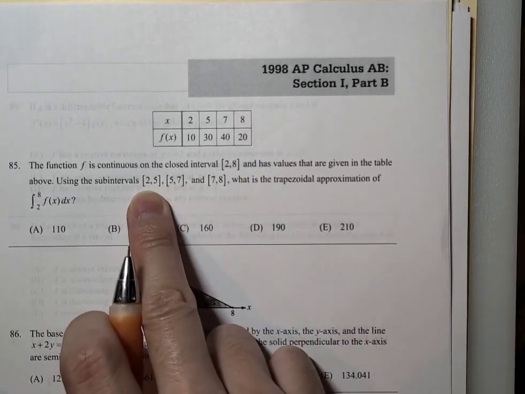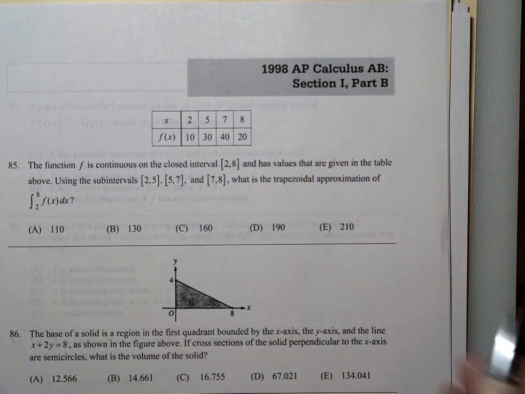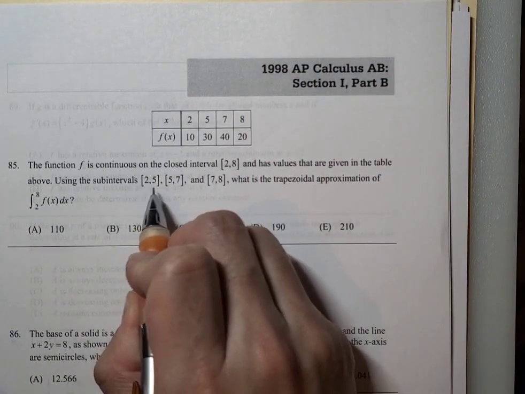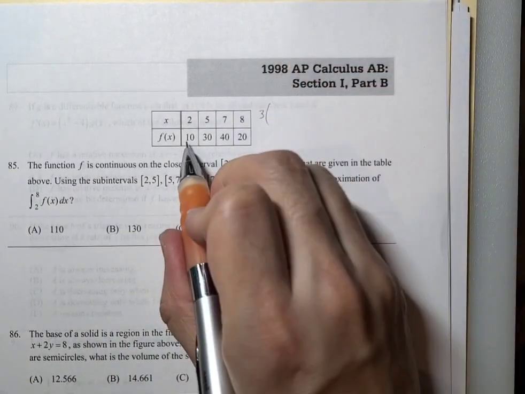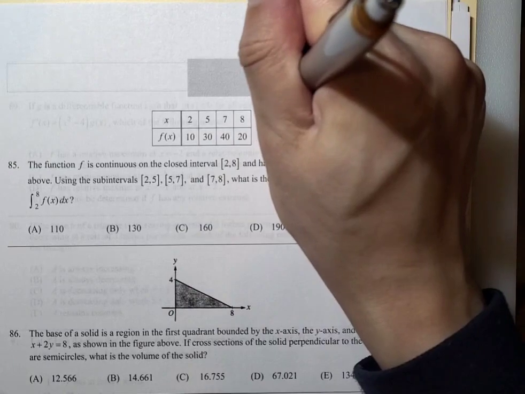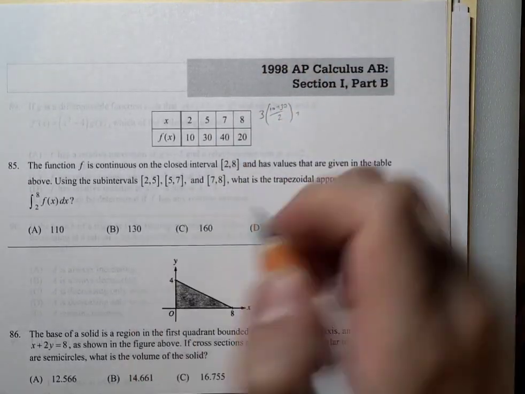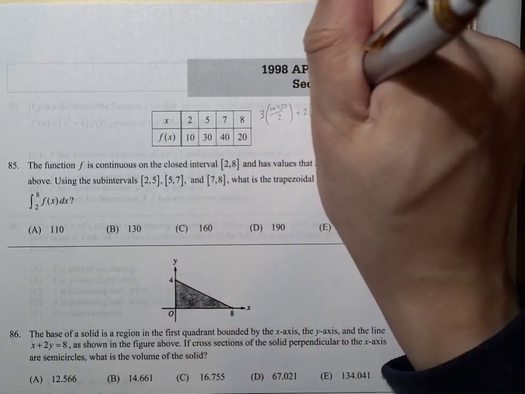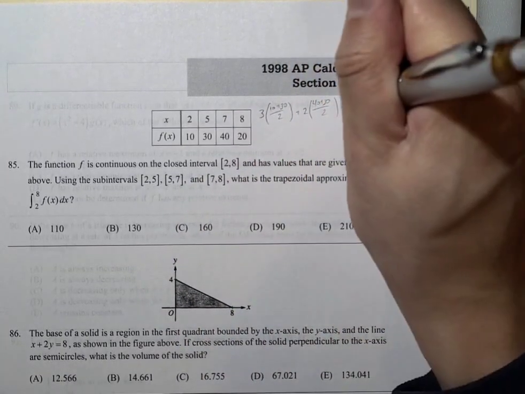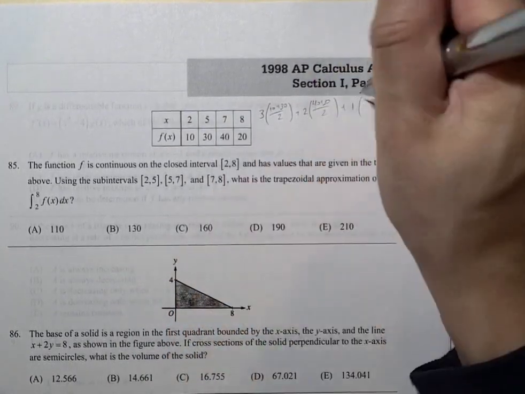So let's do it. The area of a trapezoid is the average of the bases times the height. The height would be the length of each of these intervals. So the first one will be 3 times the average of the bases, so 10 plus 30 over 2. Next, this length is 2, and then we average these two values, 40 plus 30 over 2. Plus this length is 1, and then we average those two values.